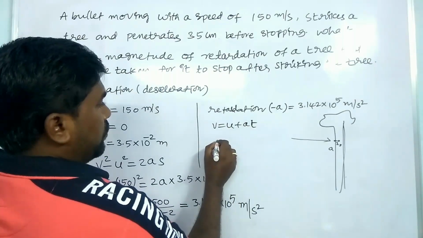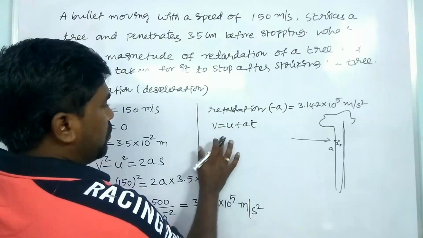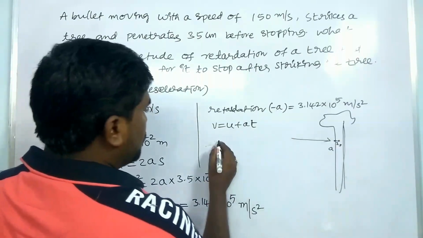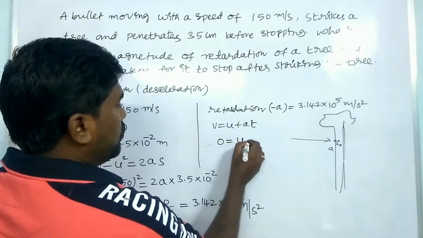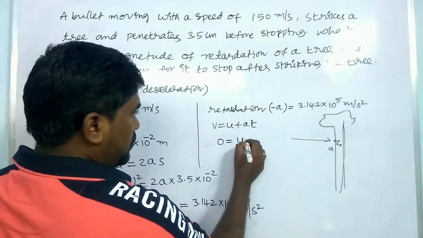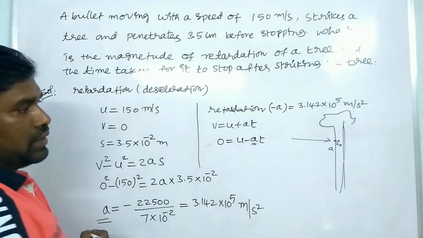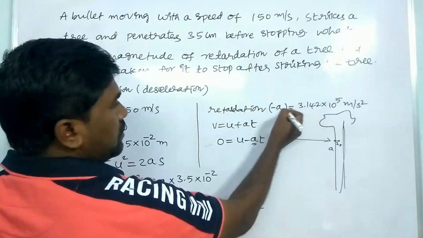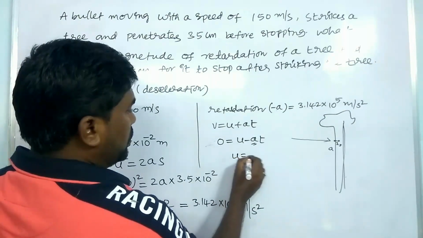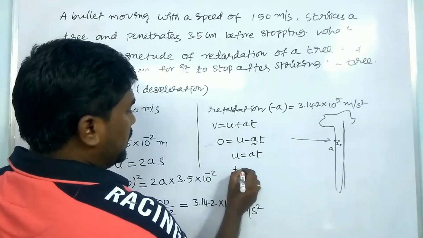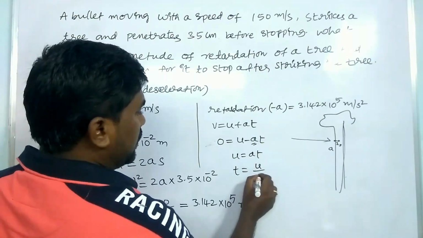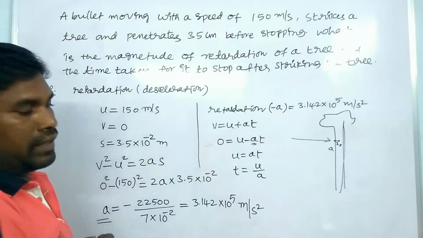Okay, v minus u. V is equal to 0, because it stops, and u is equal to u minus at. Why do we have to take minus? That is retardation. So u is equal to at, and t is equal to u by a.